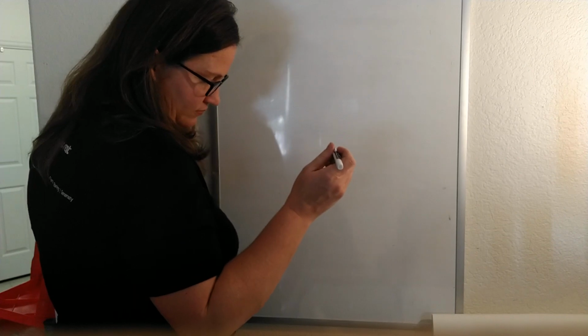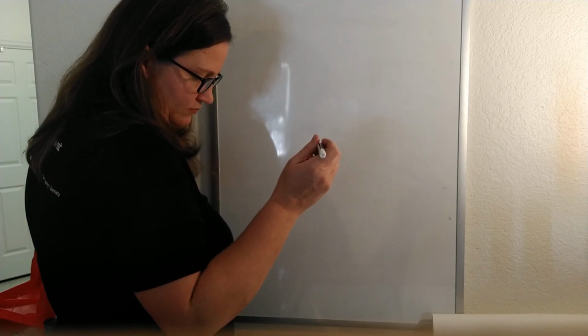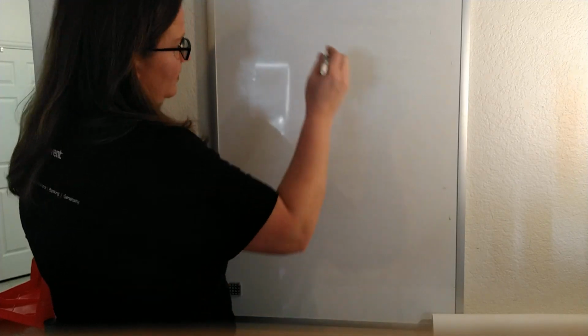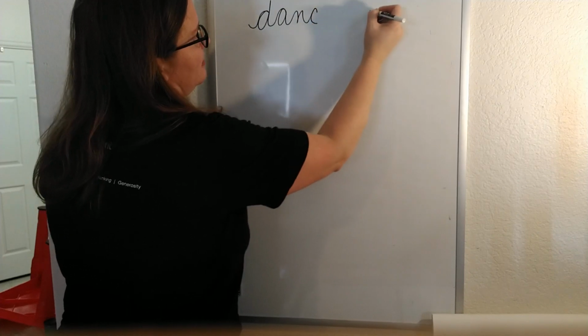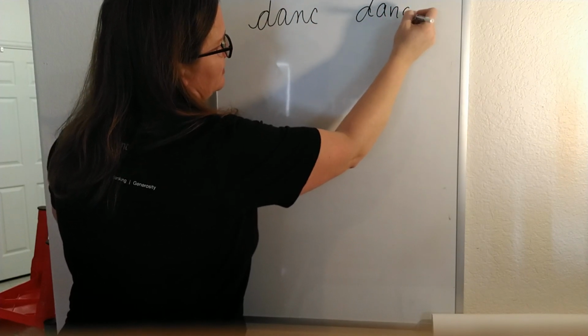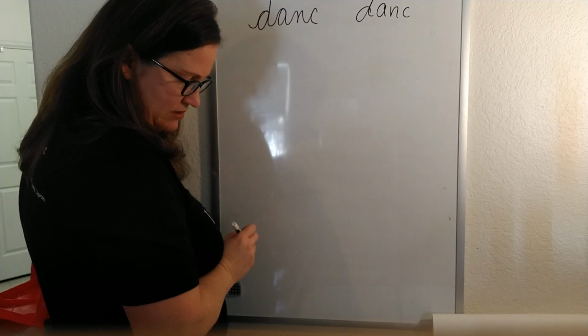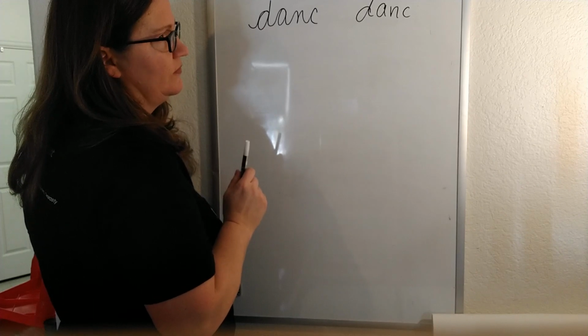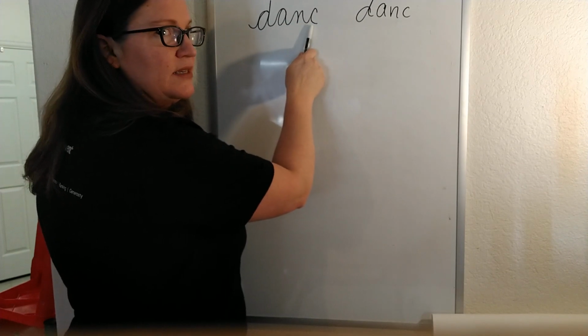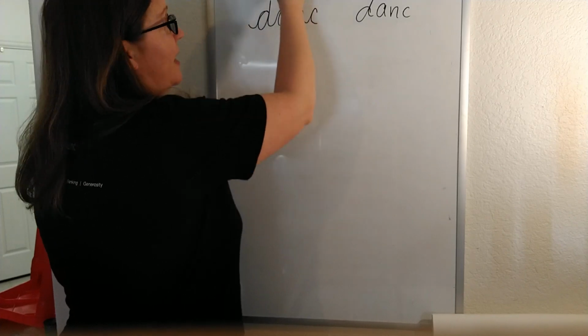Dance. D, a, s. Well, what is that? Does that look like dance? It kind of looks like dank, right? Because C says s only before E, I, and Y. So C says k at the end of a word, right? Like arc.